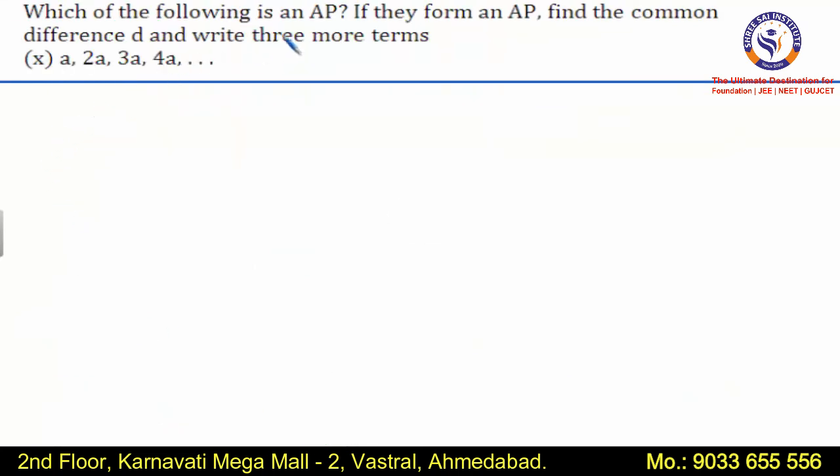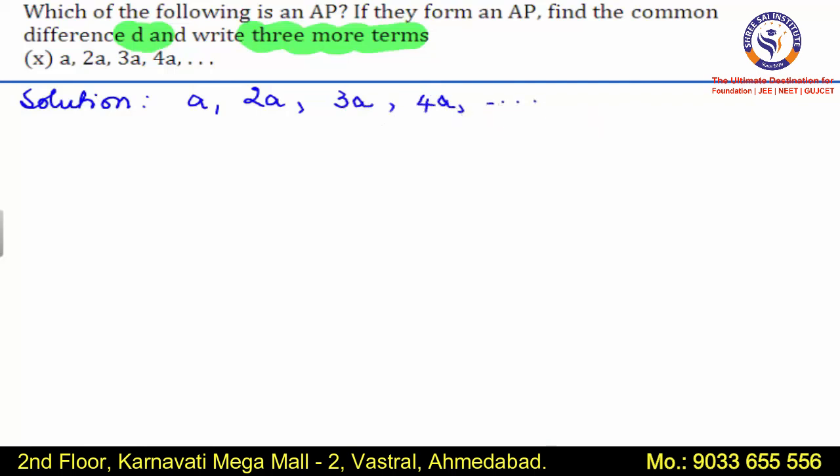This question says, which of the following is an AP? If they form an AP, find the common difference D and write three more terms. Let's begin with the solution. The given list of numbers is A, 2A, 3A, 4A and so on. Let us denote each term of the given list of numbers by A1, A2, A3, A4 and so on.